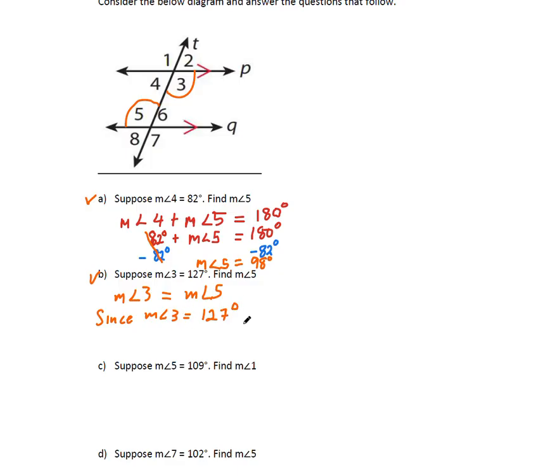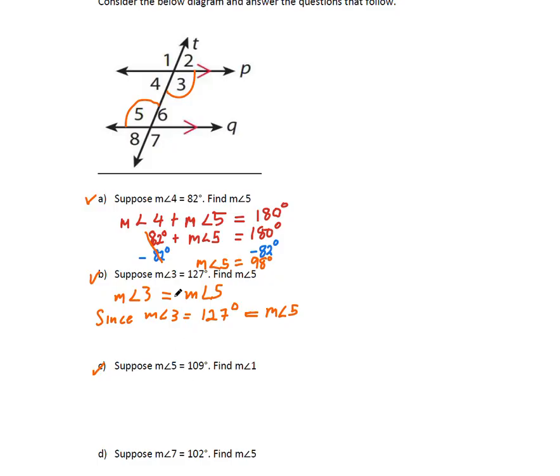So the measurement of angle 3 is equal to 127 degrees, which is also equal to the measurement of angle 5. They are the same. So the measurement of angle 5 is 127 degrees, which is the same as the measurement of angle 3 because they are alternate interior angles. So that takes care of B. Let's now go to C.